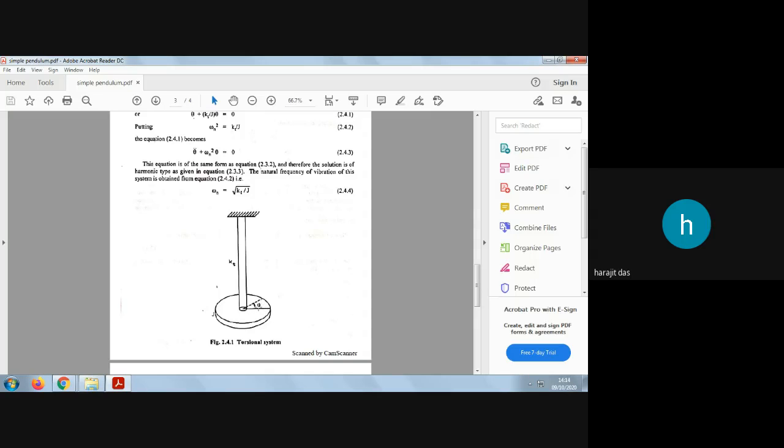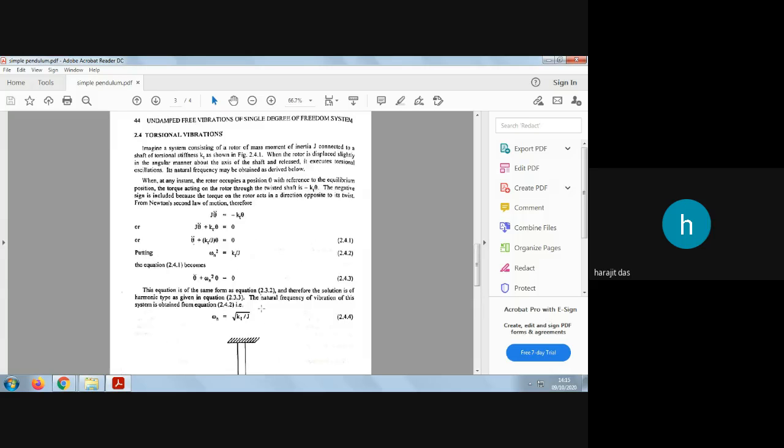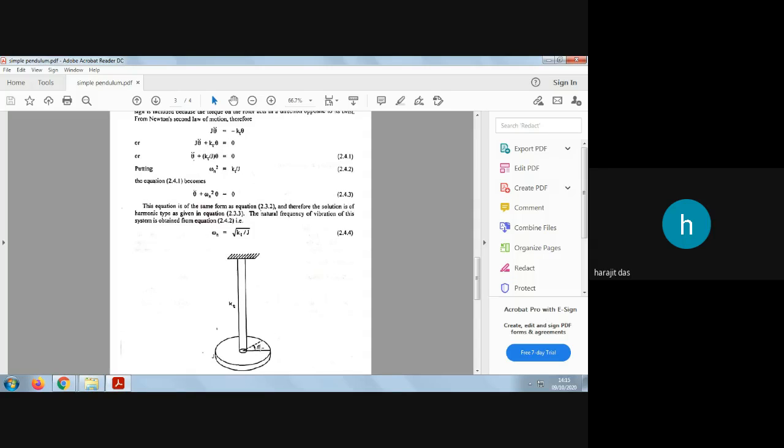Okay, so here you can see one arrow mark. This is theta, the twisting angle. So it is twisted by an amount theta. And when you release this one, what will happen?